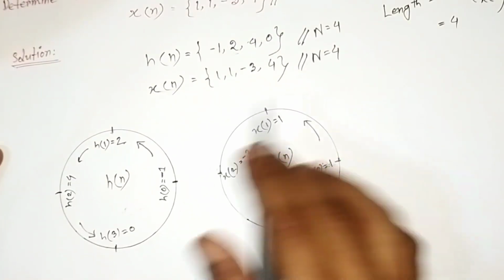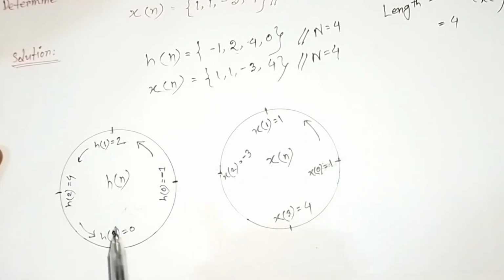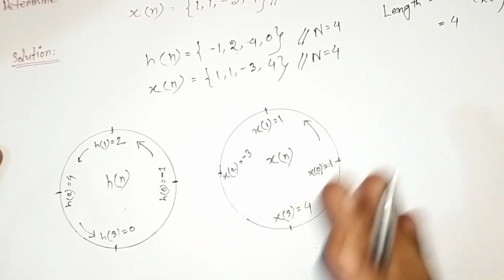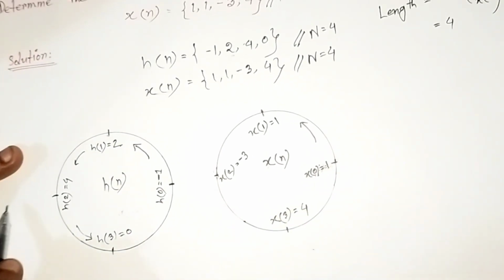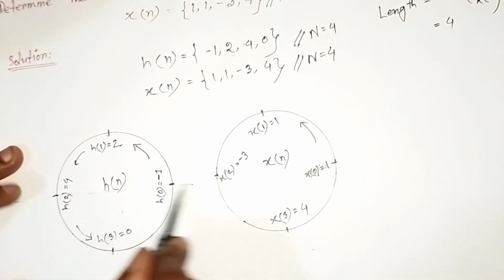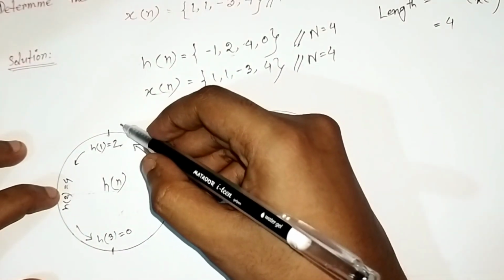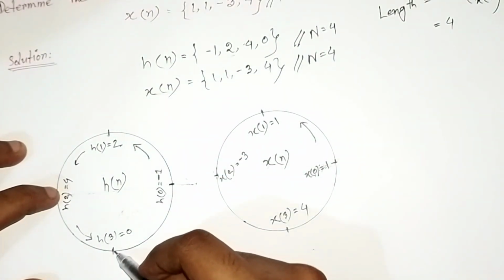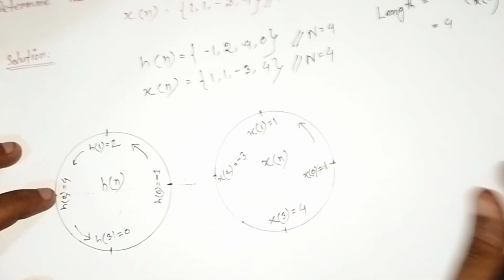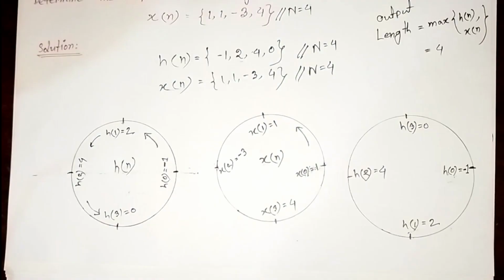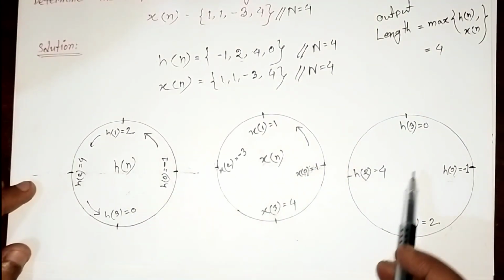Now after you have filled the circles in anti-clockwise direction, you have to fold one of the sequences. Normally I fold the h of n. Folding means this is the mirroring axis. After mirroring it, the h3 will go up and the h1 will go down. So the circle will look something like this. I'll just draw it here. So I have drawn the h of n in its folded version.